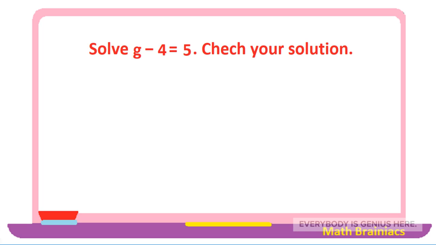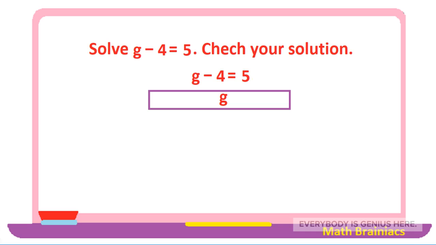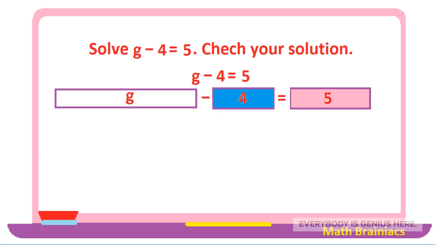Let us work on another example so that you can understand the lesson well. Solve g minus 4 is equal to 5. Check your solution. Let us rewrite the expression g minus 4 is equal to 5 so that we can work on it. Let us represent a bar as letter g. Then we are going to subtract 4 from letter g, which will give us 5.